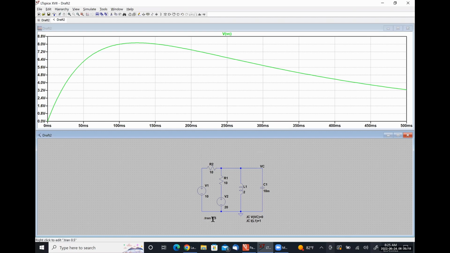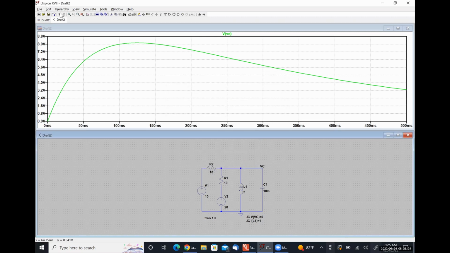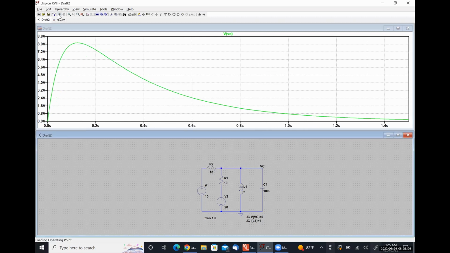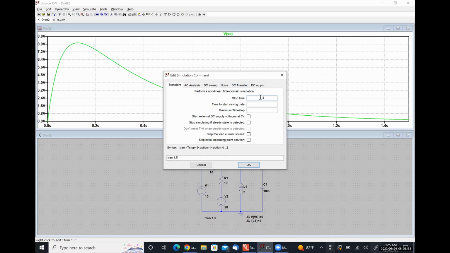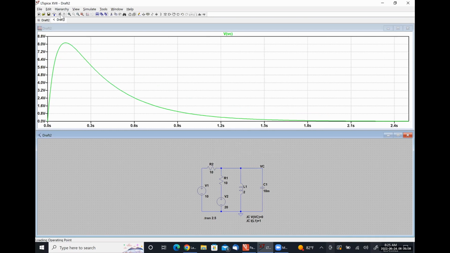Oops, looks like I didn't actually change it. My apologies. There we go. And we can see that it's getting pretty close to settling at 0. So let's just make it 2.5 seconds just to really hit home. And now it's good and settled at 0, which is what we expect it to be at infinity, okay?